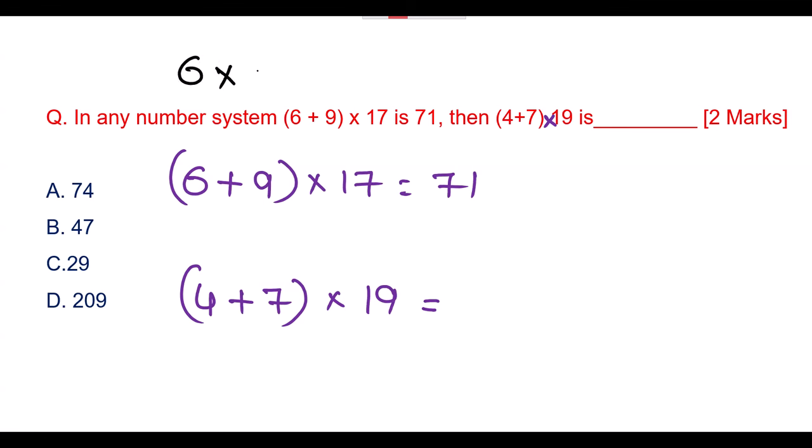What is 6 plus 9 multiplied by 17? That will give 71. The symbols are not working as they are. Plus is working like multiplication, multiplication is working like plus. Then only 71 will come. They have given already in the question, the result is 71.